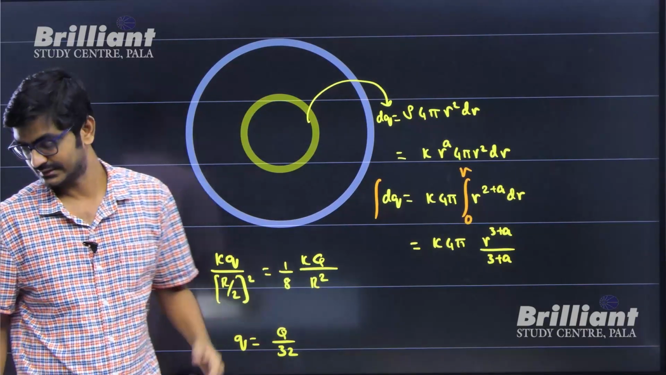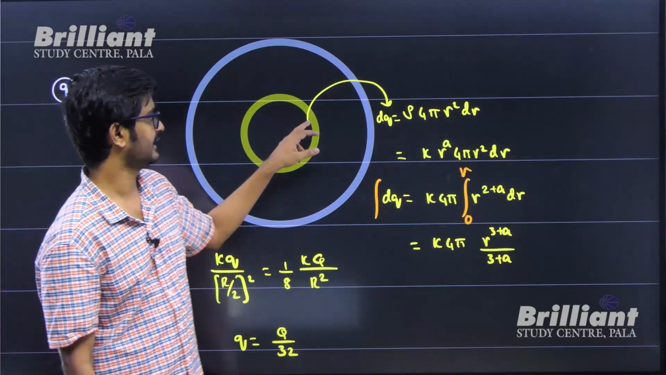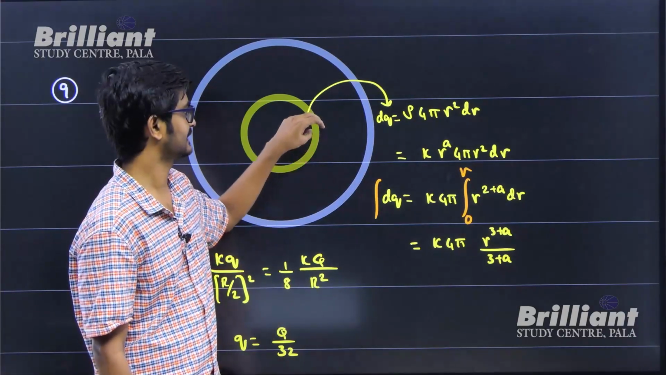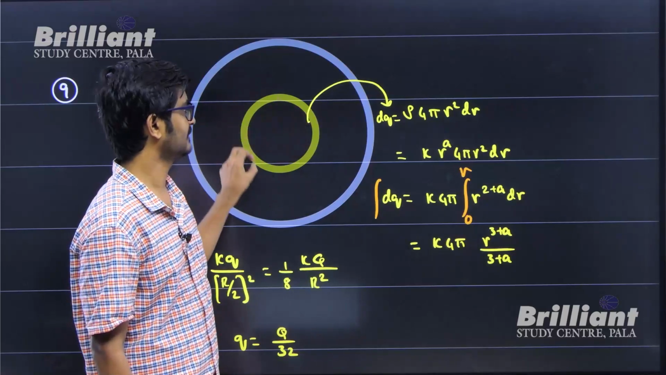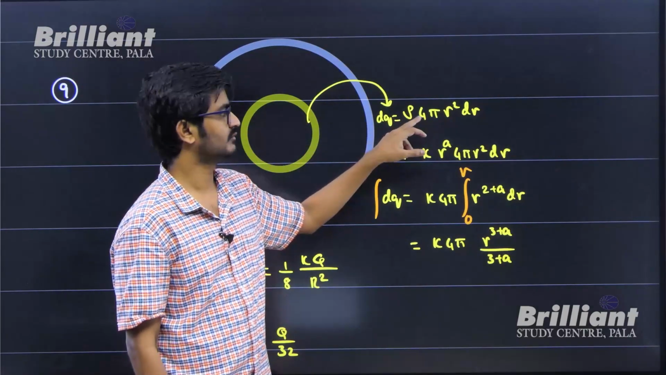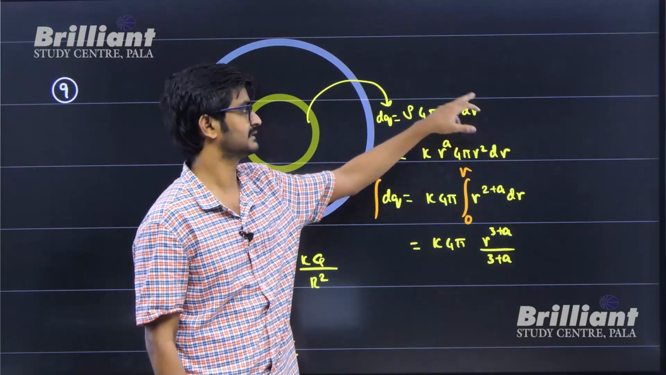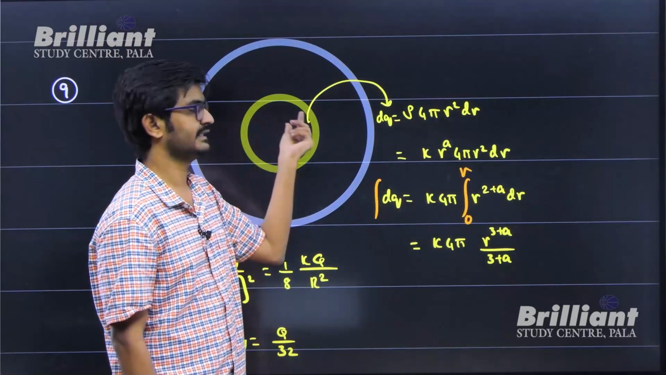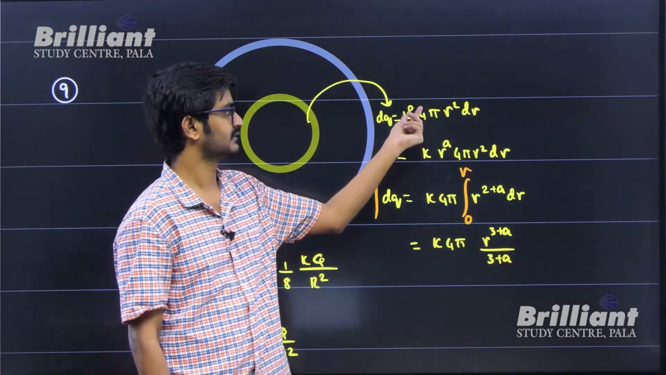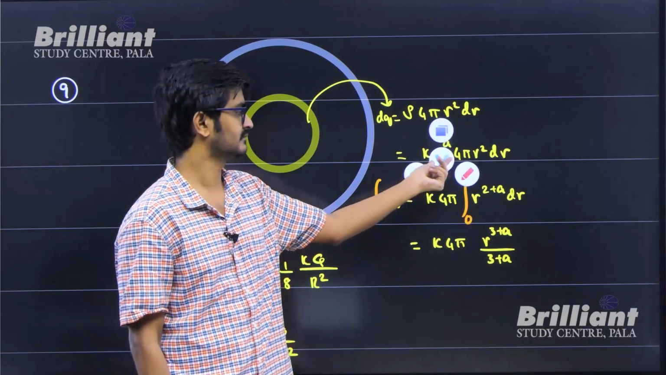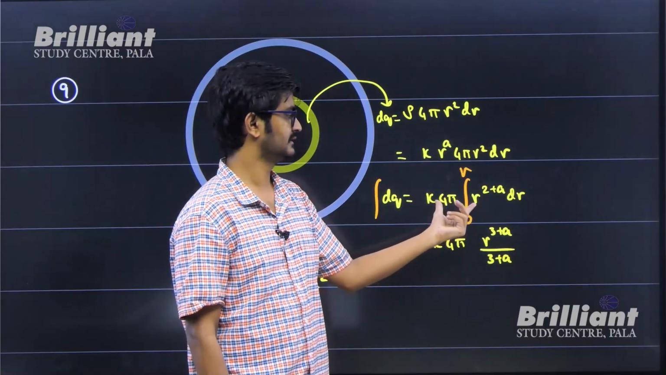So if I want to find the charge enclosed, what I will be doing is taking an element of radius x and thickness dx. The charge on that element is going to be density into volume. Volume is surface area into thickness. This is the charge on the element. So if I integrate it, I will be getting the total charge. Now this density is given as a function of r. Yeah, so I will be getting the charge.